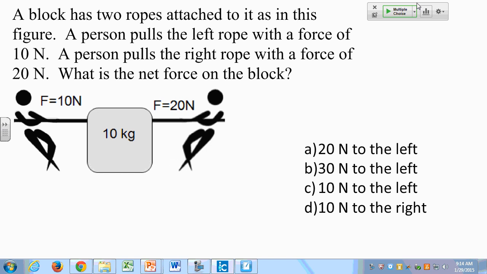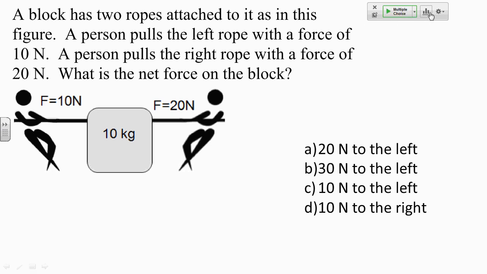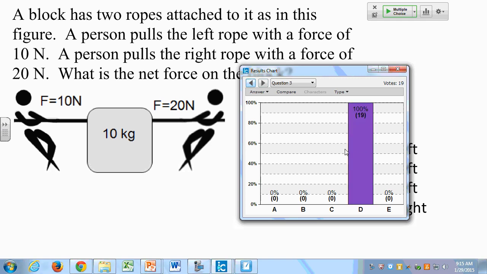All right, a block has 2 ropes attached to it, as in this figure. A person pulls the left rope with a force of 10 newtons. A person pulls the right rope with a force of 20 newtons. What is the net force on the block? All right, I'm going to stop at 33 seconds. 33. Excellent.